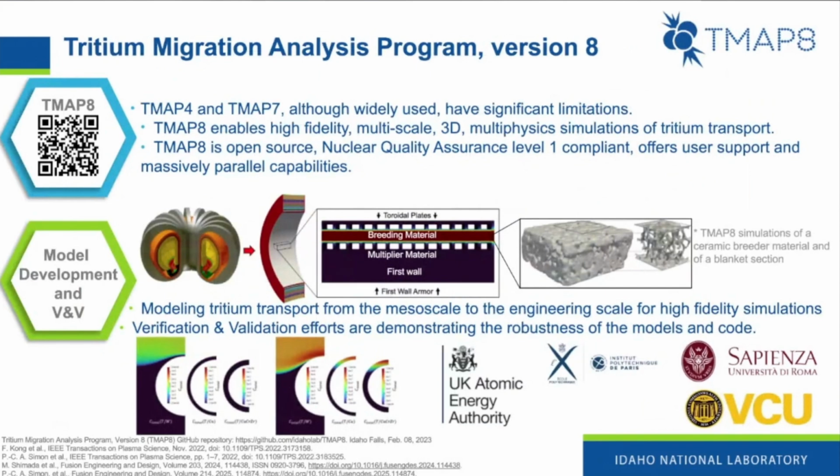So that's the overview. Now for TMAP8 in particular, I'll share some links in the chat or you can scan this code. INL had developed TMAP4 and TMAP7 for tritium transport. It has been widely used, but it had significant limitations. It was developed in Fortran. It was export controlled. It couldn't be used on high-performance computing systems. It was limited in the number of traps it could account for, etc., etc.